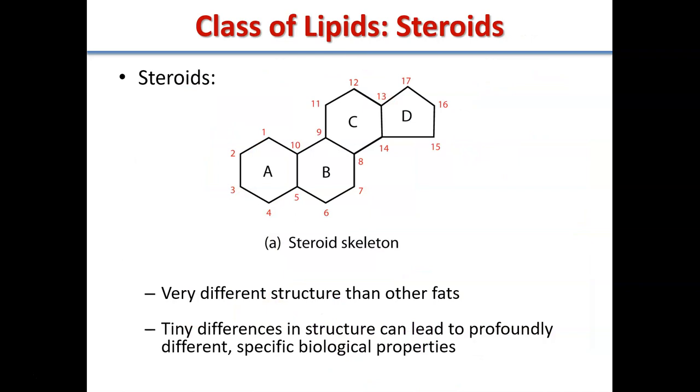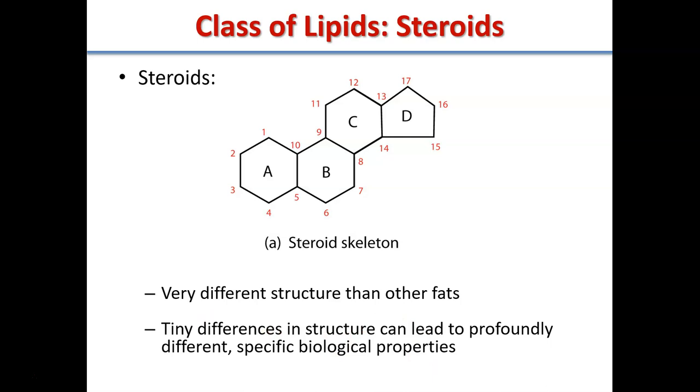The other type of lipid is a steroid. I know that's crazy. You probably didn't think a steroid was a lipid, but it is. It has a very different structure than other fats. You see it's more of a ring-like structure. It doesn't have the long tails, but a steroid is a fat. And really small differences in steroid structure can lead to big changes.